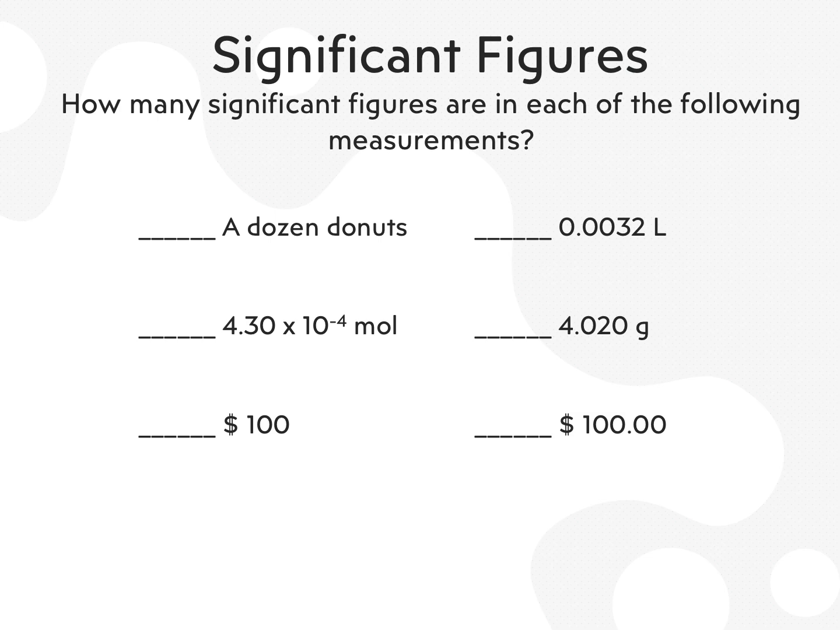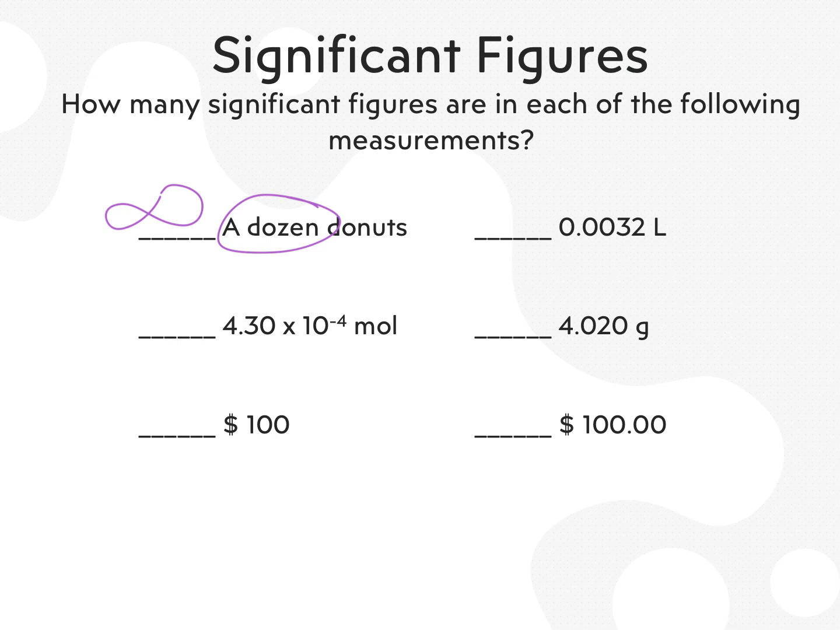Okay, let's try them. So I've got a dozen donuts. A dozen, like I can count them. There are 12. One of them has a bite out of it, but there's still a dozen. This is an infinite number of significant figures. You're mostly not going to have to calculate with an infinite number of significant figures, but you will have to recognize an infinite number of significant figures.